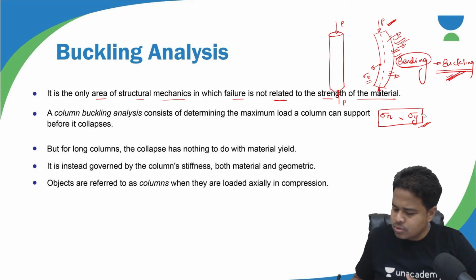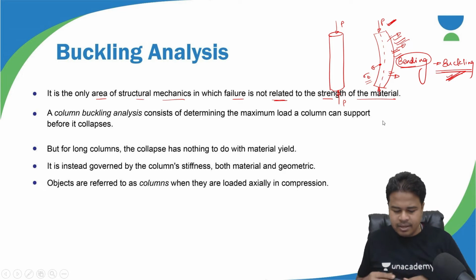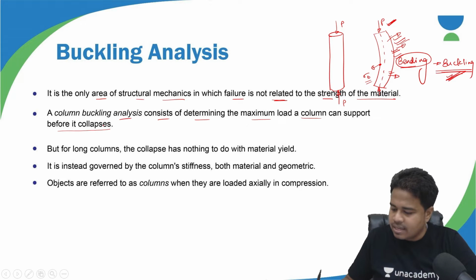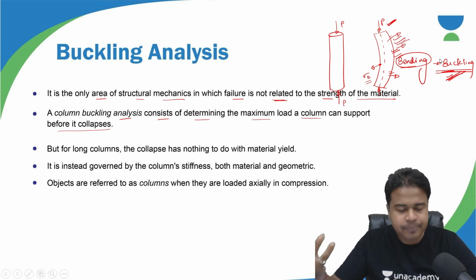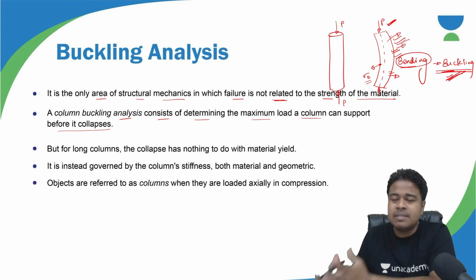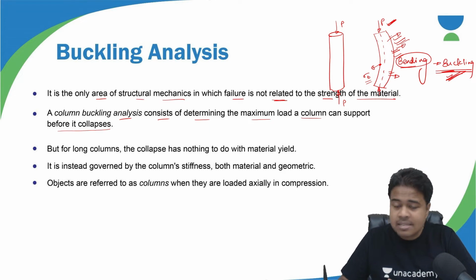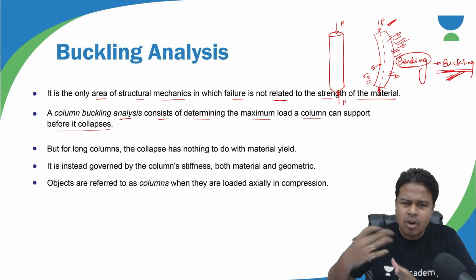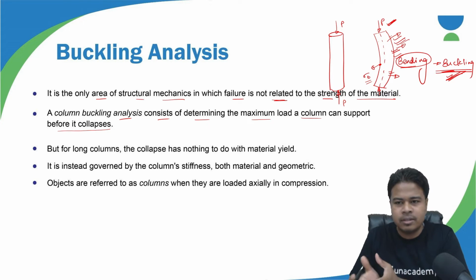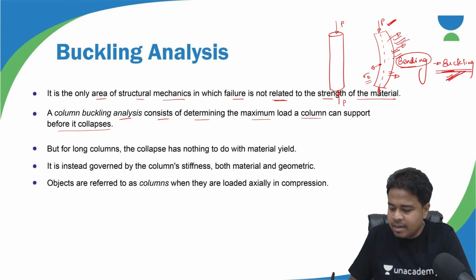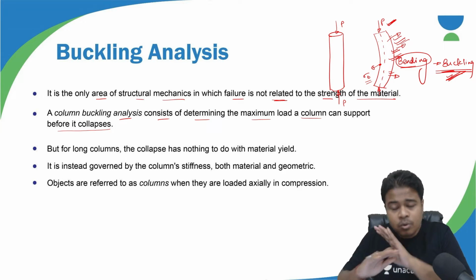Okay, how to do those calculations we will see later. Now, the column buckling analysis consists of determining the maximum load a column can support before it collapses. Once it starts buckling, it means it is collapsing, and obviously we will not wait for the plastic deformation of the column or fracture of the column to occur. Even if it is in the elastic range only, even after this buckling, we don't want that.